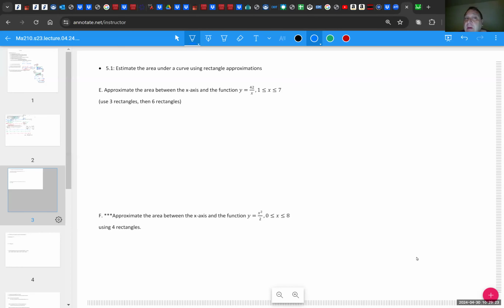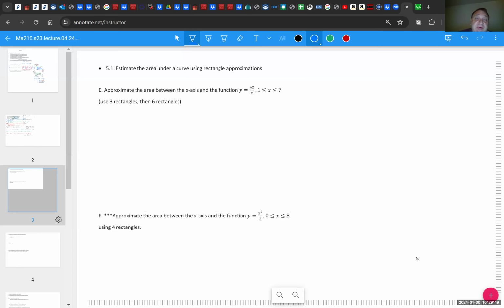Hello there and welcome. This is the second video from section 5.1. We're going to be estimating the area under a curve using rectangle approximations. This is just a follow-up from the previous video, which was using rate data to estimate a quantity. If you haven't checked out that previous video, you might want to look it over just briefly, because this method is just an extension of what we did in the previous video.